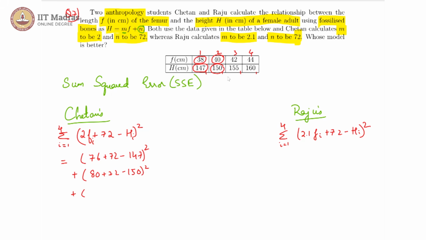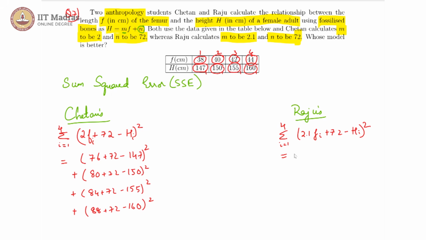And then we have F3 is 42 and H3 is 155. We have 84 plus 72 minus 155, the whole square. And lastly, we have F4 is 44 and H4 is 160. So we have 88 plus 72 minus 160, the whole square. So this is the total sum squared error for Chetan.